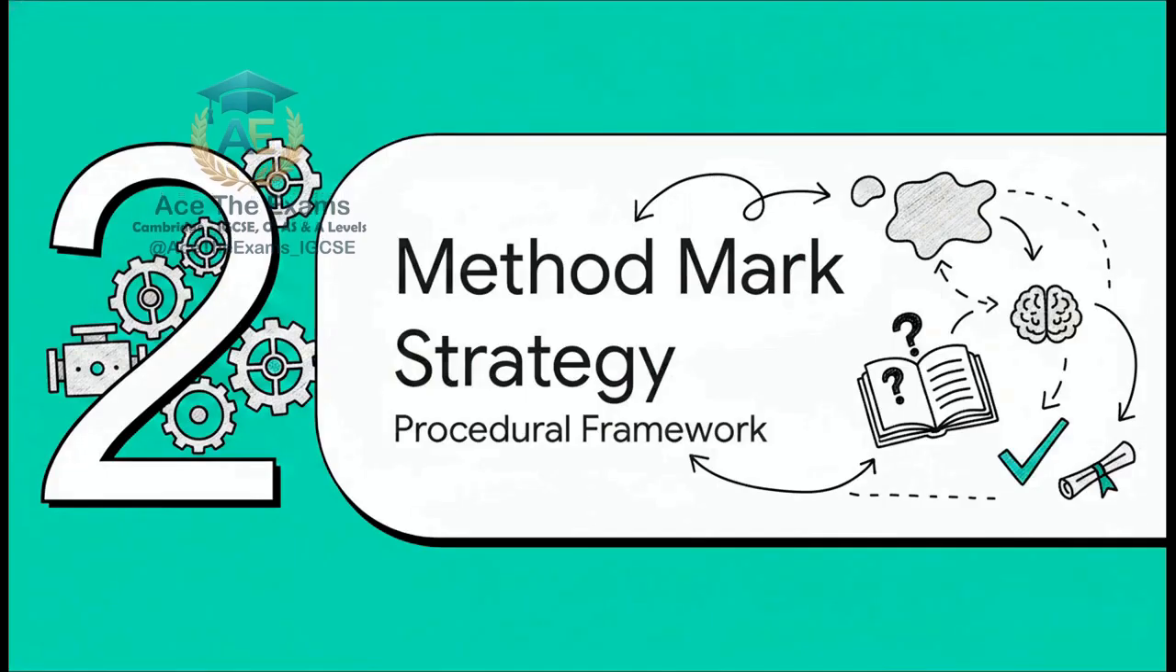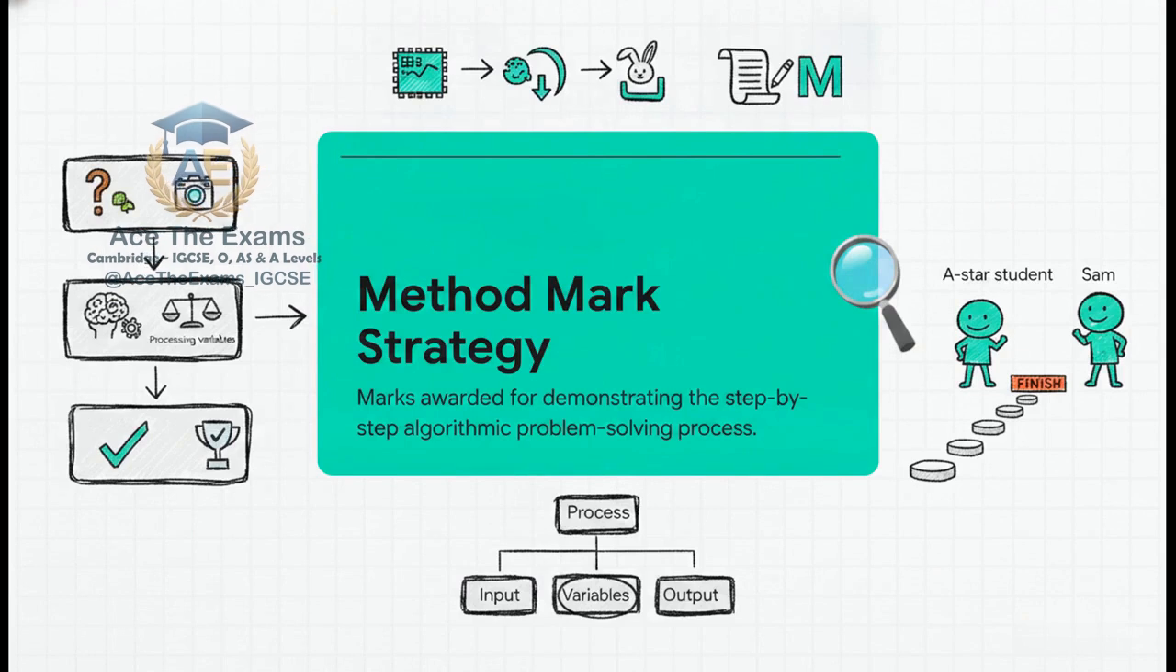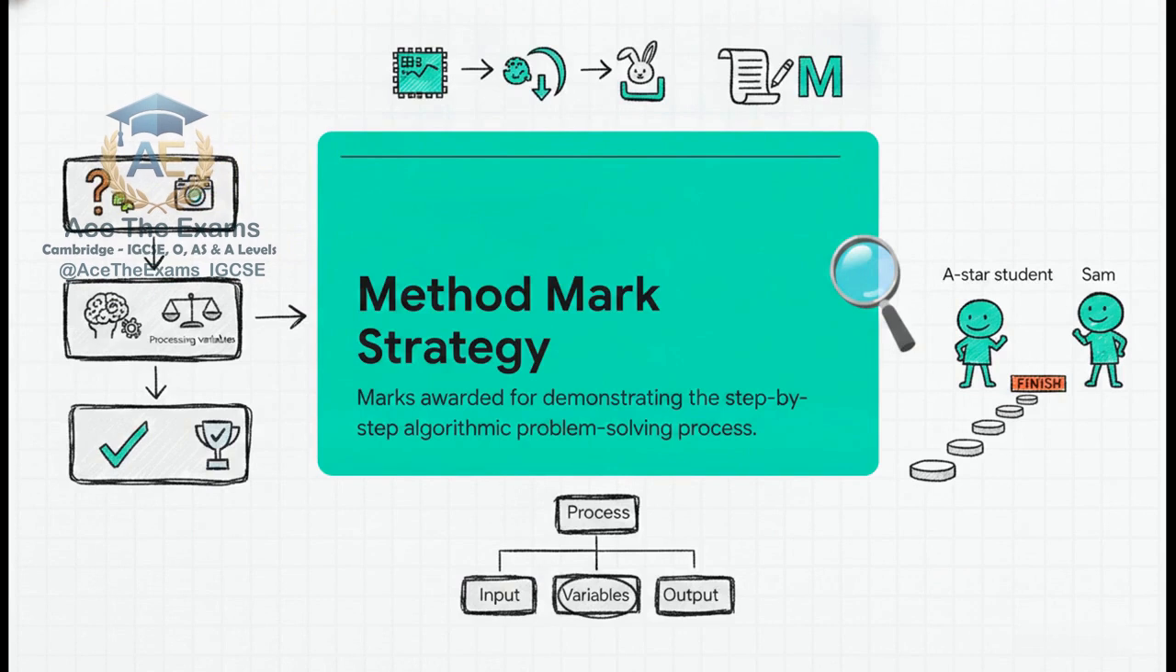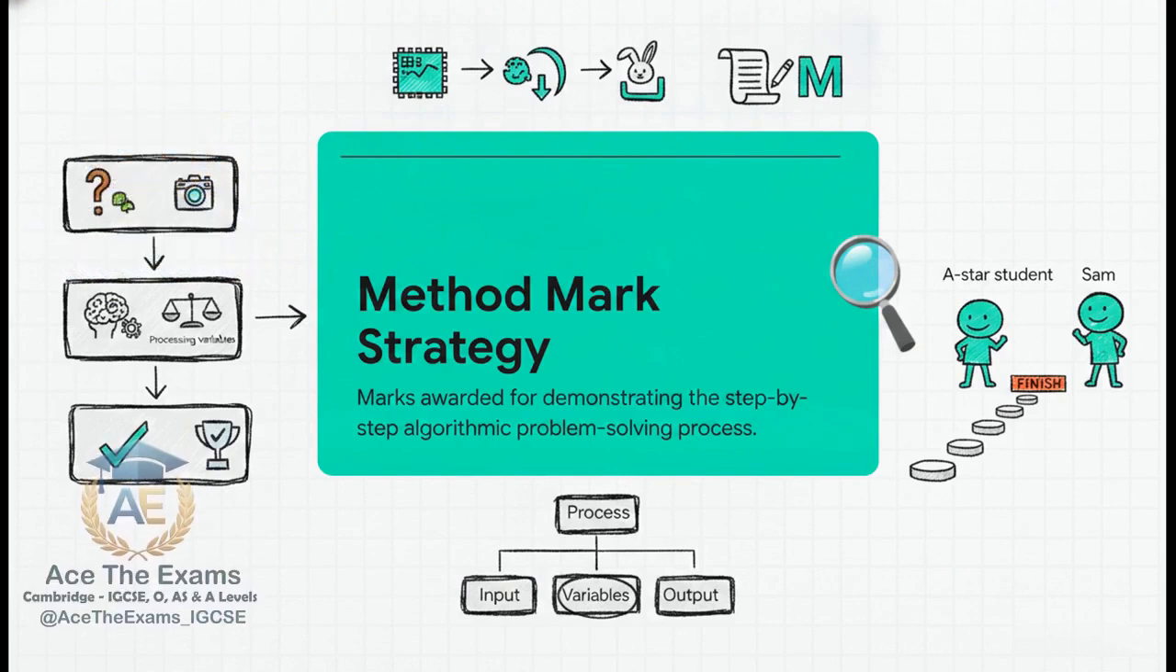Moving right along, let's look at the actual engine of your exam success in Section 2, the method mark strategy. So here's something crucial to wrap your head around. Algorithmic thinking isn't just a concept for when you're writing Python or pseudocode. It applies directly to how you structure your written theory answers, too.